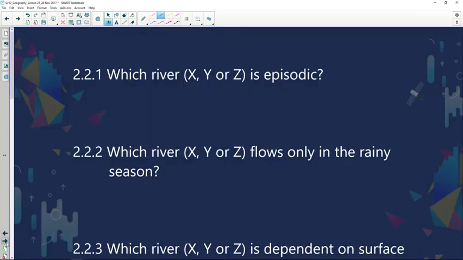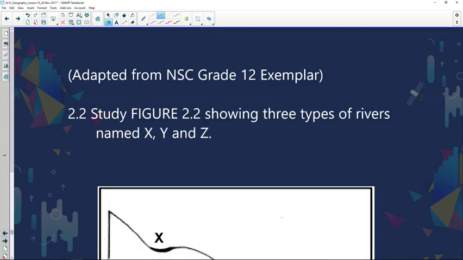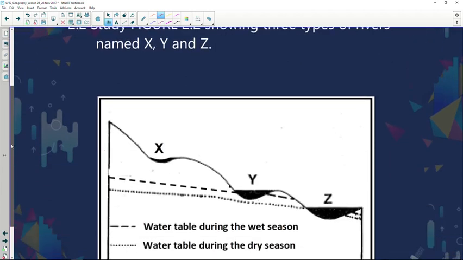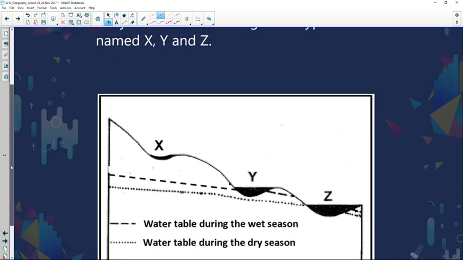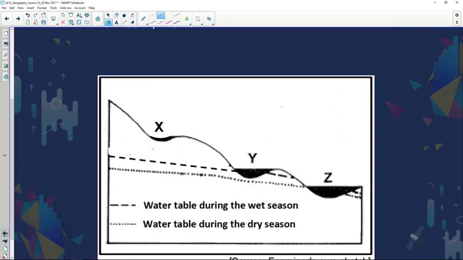Which river, X, Y, or Z, is episodic? Episodic, the correct answer will be X. If you look at it, the water table during the wet season is well below where the water is. The water table during the dry season is also well below. Episodic rivers only flow after flash floods. So your correct answer will be X.